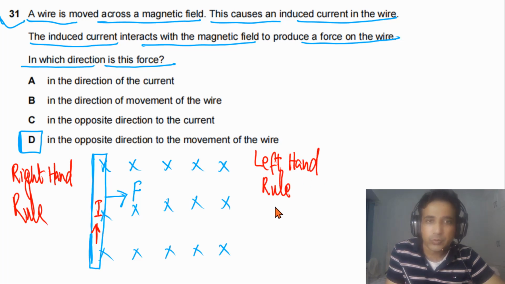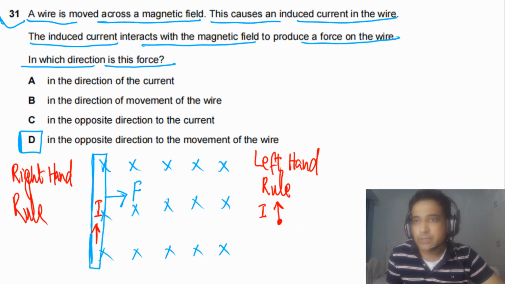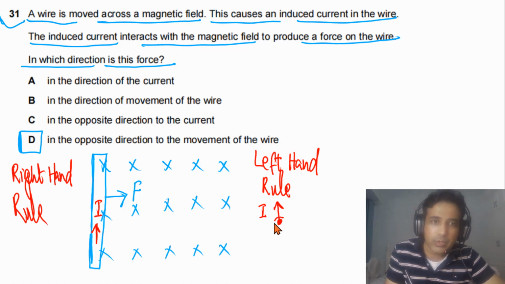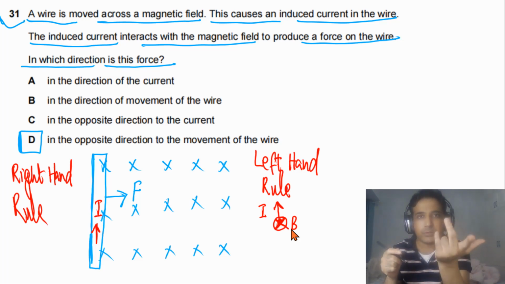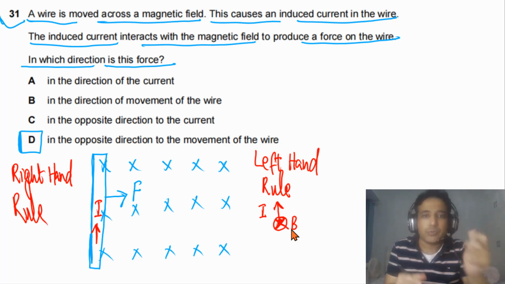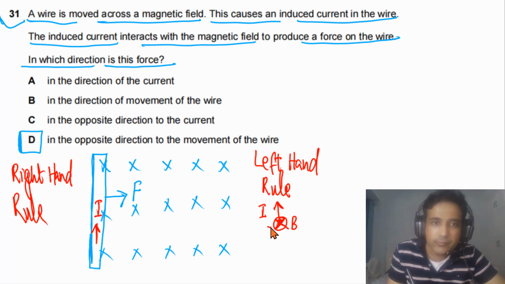For the left hand rule, we can see there is current that is upward, so I can draw the direction of current, and the magnetic field is into the page, so I can draw the magnetic field here into the page. So this is the magnetic field, so you have to use the left hand. Current is up, magnetic field is into the page, so the force in this case will be to the left. So this force is in the opposite direction of motion of the wire, so we can say this is the magnetic force, or the opposing force.